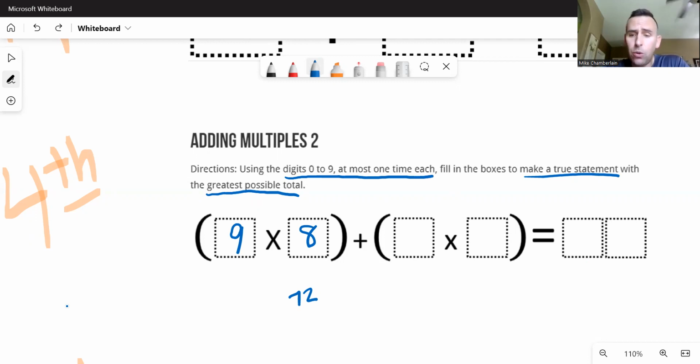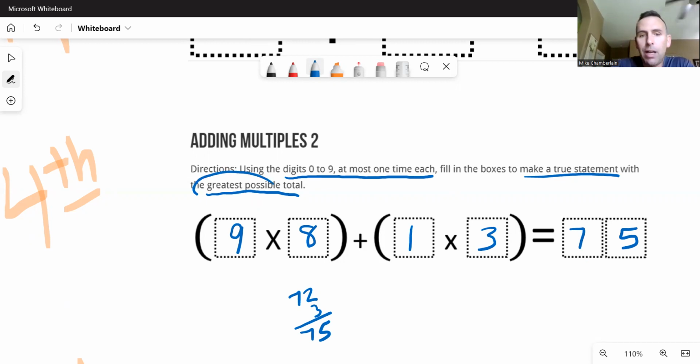So you would try to work through this task until you can come up with something different. Like maybe if I put 1 times 3, which is 3, I come up with 75 and at least have a true statement. Notice that that doesn't break any of the rules. I've used the digits 0 through 9 without repeat, and I did make a true statement.